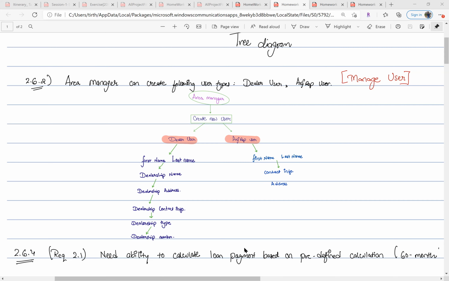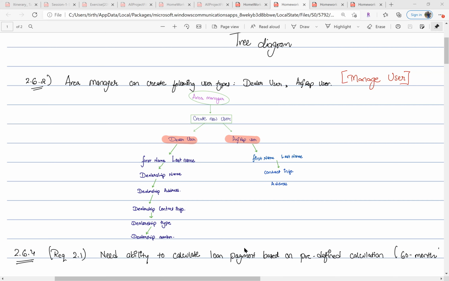Or the other way you can think about it is, if I'm an area manager and I'm trying to create a new dealer user, let's think about what the possible scenarios could be. I could be trying to create a dealer user by providing only the required fields. That makes sense, if you look into the design document, right?